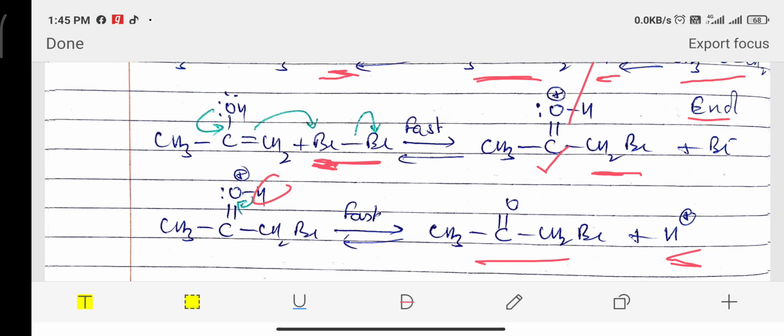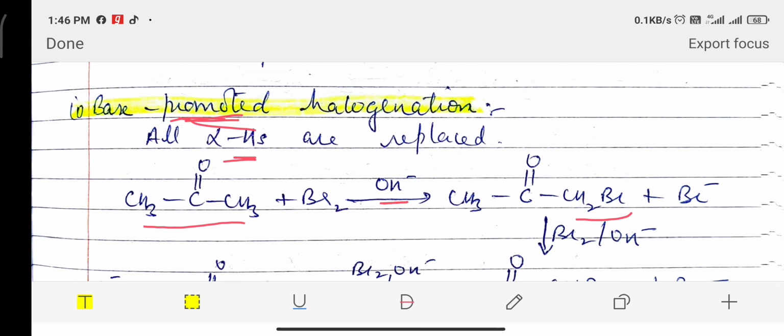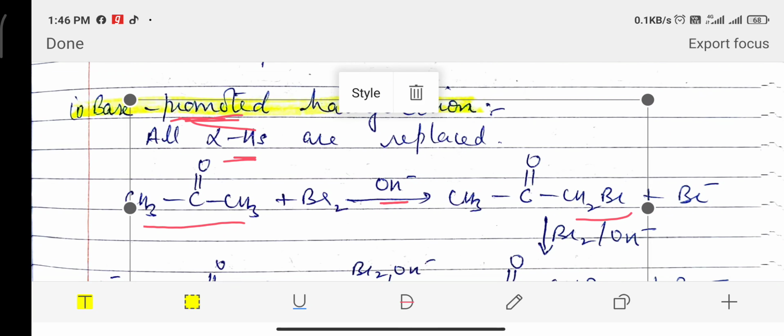So this is the halogenation of aldehydes or ketones with alpha hydrogens, in which all the alpha hydrogens are replaced with halogens.